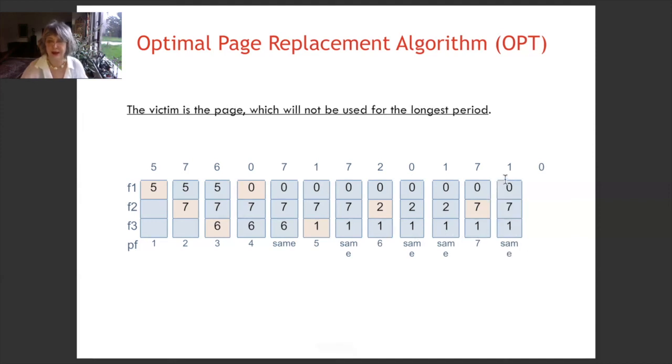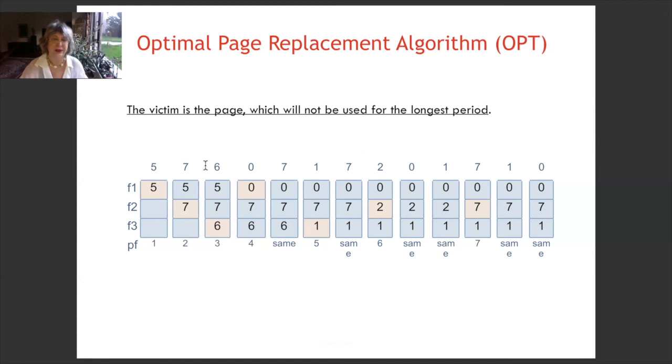Then comes a reference to page 1. It was already in the memory. There is no page fault. A reference to page 0. Again, there is no page fault. So the total number of page faults in this example with 3 frames and with these page references, we have 7 page faults with the optimal page replacement algorithm.